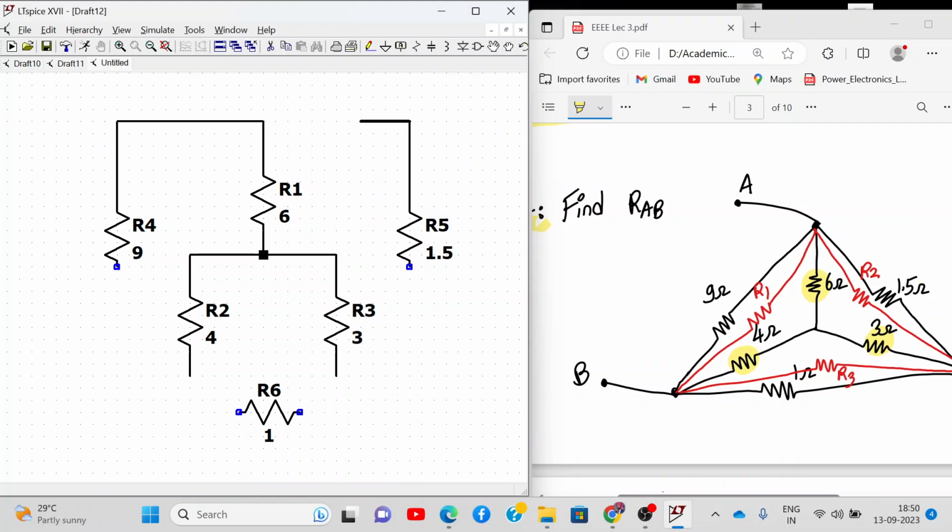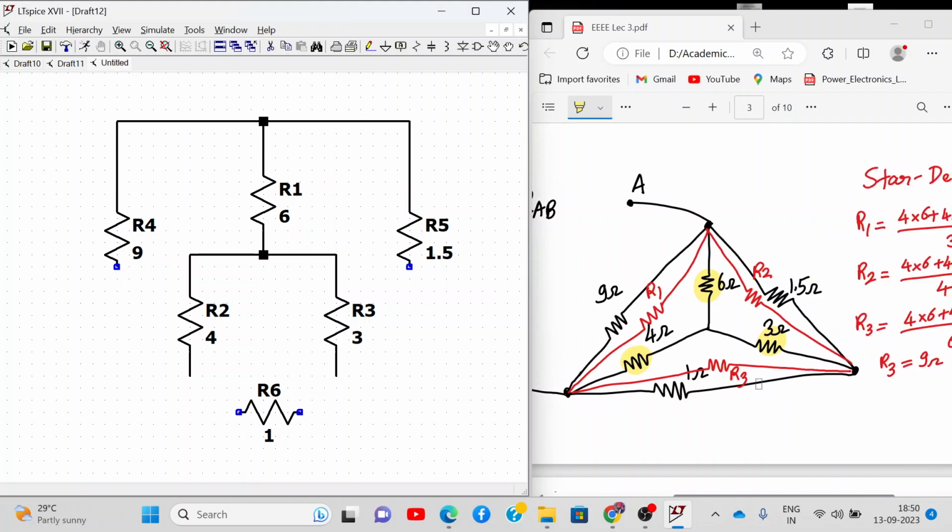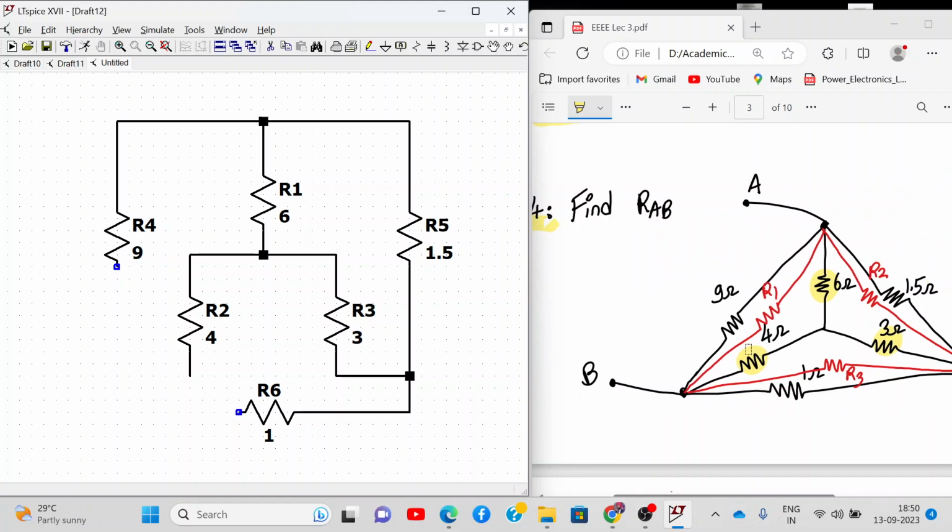This 1.5 is connected to 6 ohm. Now this 1.5 is connected to 3 ohm and 1 ohm. So I'll connect it to 1 ohm as well, and I also connected it to 3 ohm like this. Got it. Now similarly, this 9 ohm is connected to 4 ohm and the same is connected to 1 ohm. Okay, so my circuit connections are completed.